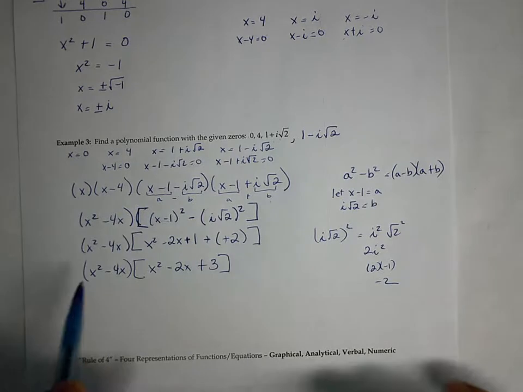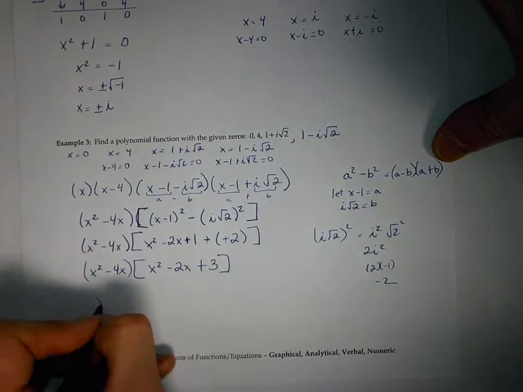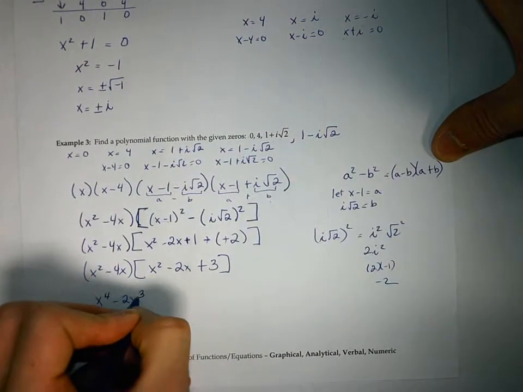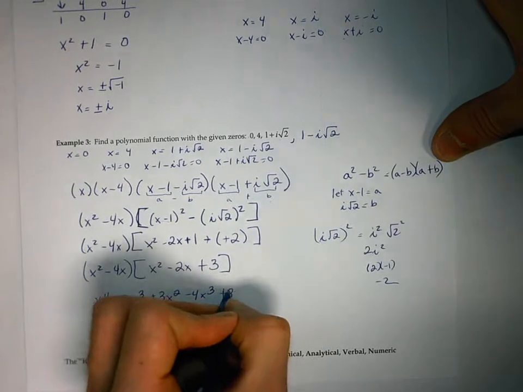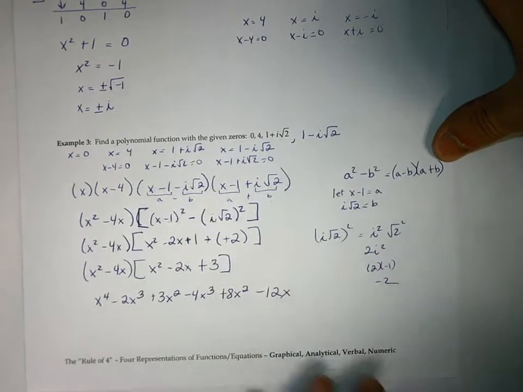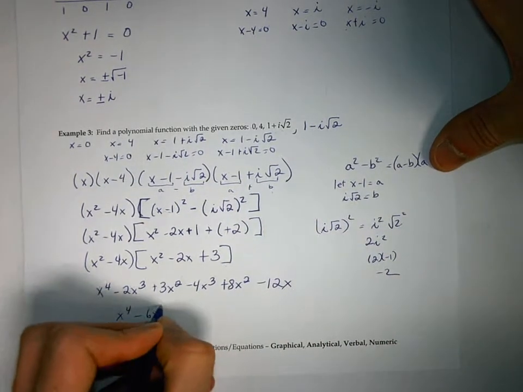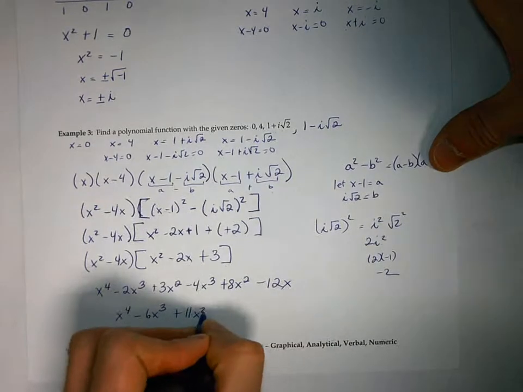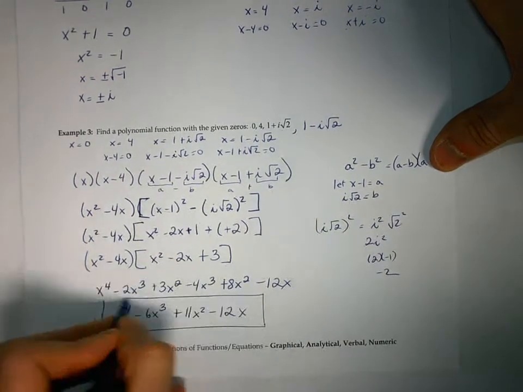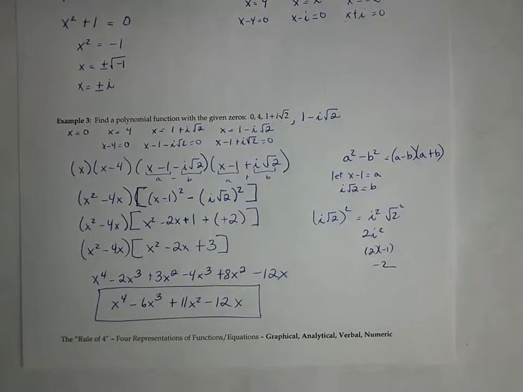Last piece then is we're going to multiply in my x squared to both terms and minus 4x to both terms, and then combine like terms. So x to the fourth minus 2x cubed plus 3x squared minus 4x cubed plus 8x squared minus 12x, and then combining like terms, x to the fourth minus 6x cubed, combine my x squareds to be 11x squared, and then finally minus 12x. So those zeros end up creating x to the fourth minus 6x cubed plus 11x squared minus 12x.